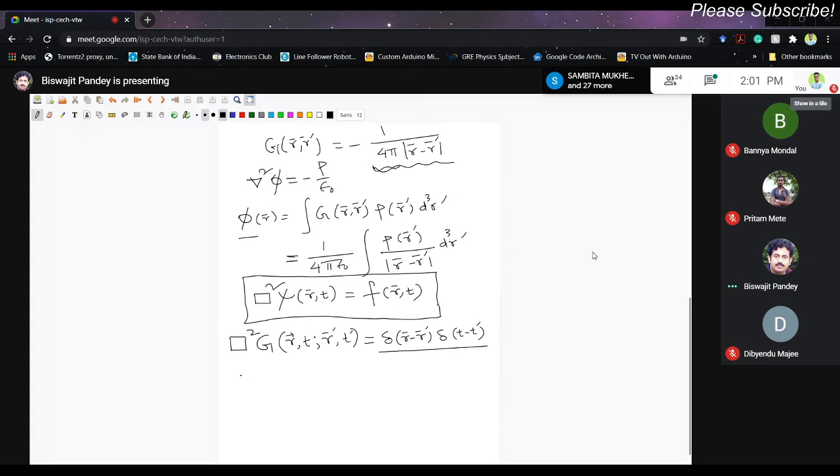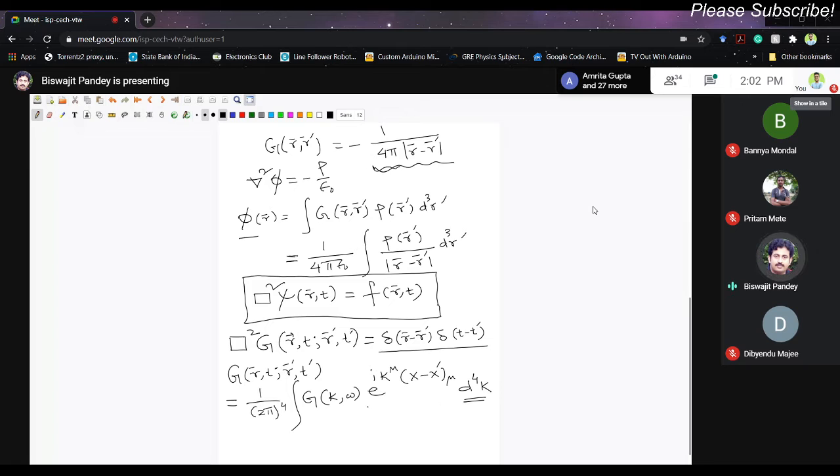As I told you, I want to now write down the Green's function G(r,t,r prime,t prime) in terms of its Fourier transform. It is 4-dimensional, so this will be 1 by 2 pi to the power 4, and then G tilde(k, omega) e to the power i k_mu dot (x minus x prime)^mu, d4k. Now this is the four-dimensional volume element in Fourier space, d4k, with the frequency and the wave vector.